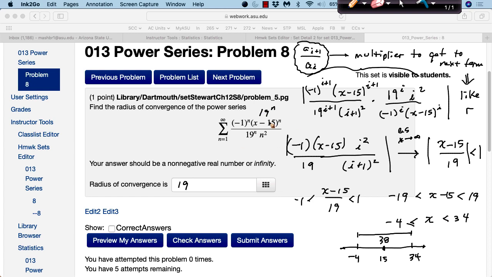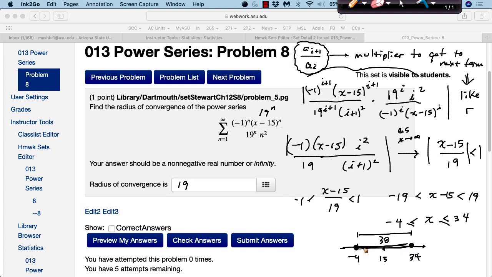This converged absolutely, even without the -1 to the n, which we just saw when we plugged in -4. But now you've got -1 to the n over n squared also converges. So in this case, both endpoints are part of the interval. Sometimes it's one, sometimes it's neither, sometimes it's both.